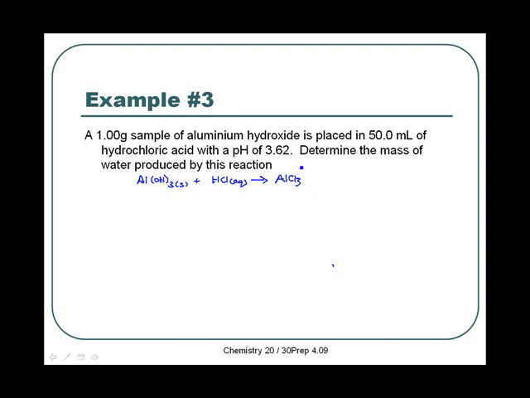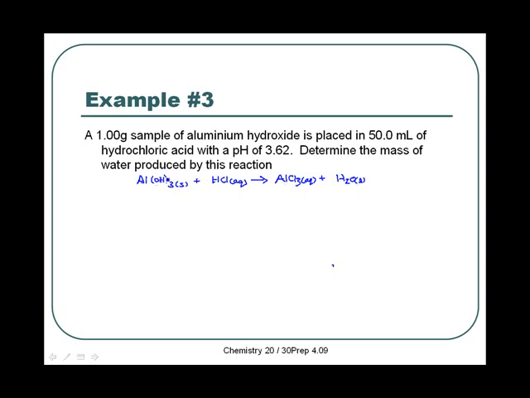And if we check our solubility table, every time we make a compound, we've got to check that solubility table and make sure that what we produced is either aqueous or solid. When I take a look, we find our chloride ion. Most cations are aqueous when they're with chloride, and aluminum isn't in the exceptions. So we have aluminum chloride aqueous and H2O, and H2O is a liquid when we put it in water. And now we're going to balance it.